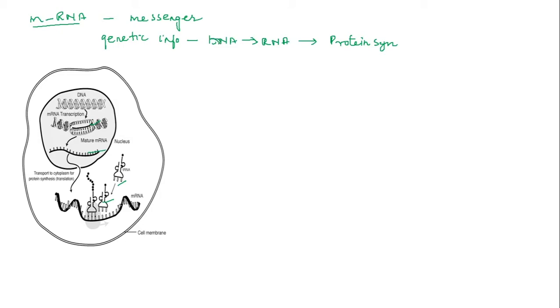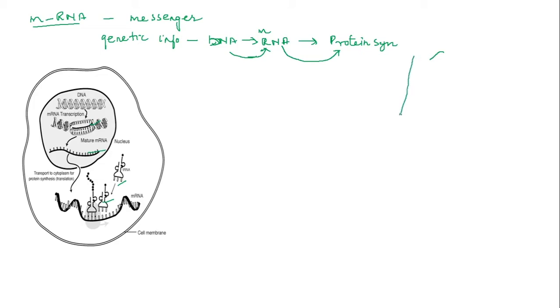The information which is present on the DNA is transcribed onto the RNA, that is the messenger RNA, and from the messenger RNA the information goes to the cytoplasm. On the ribosomes, the proteins are synthesized. This happens within a cell. If we draw the structure, let me try to explain it like this.